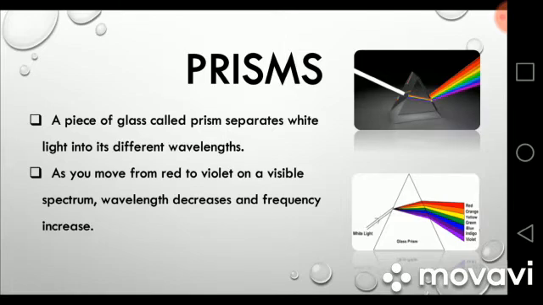So it means the red color has the longer wavelength as compared to the others, and the violet has the shortest wavelength of all the colors and its frequency is maximum, while the frequency of red color is the minimum among these 7 colors.